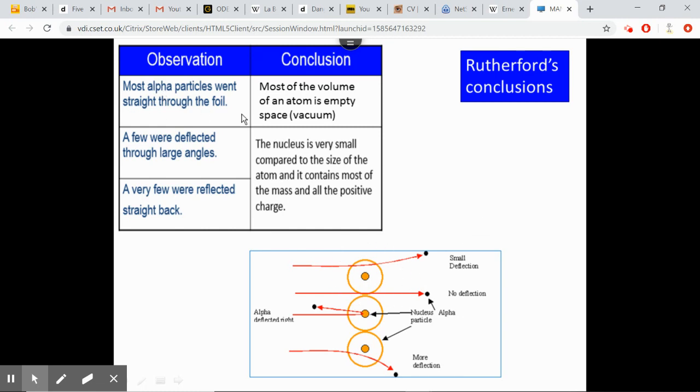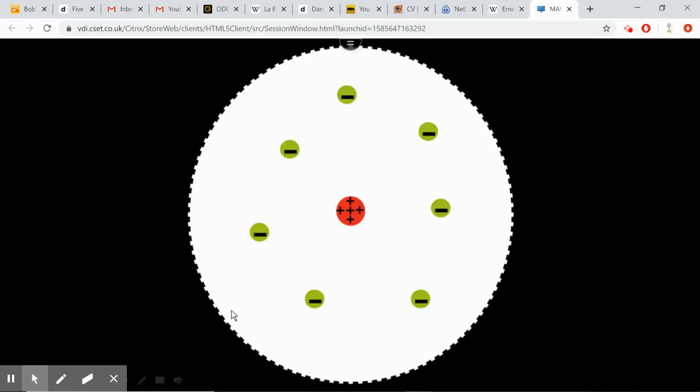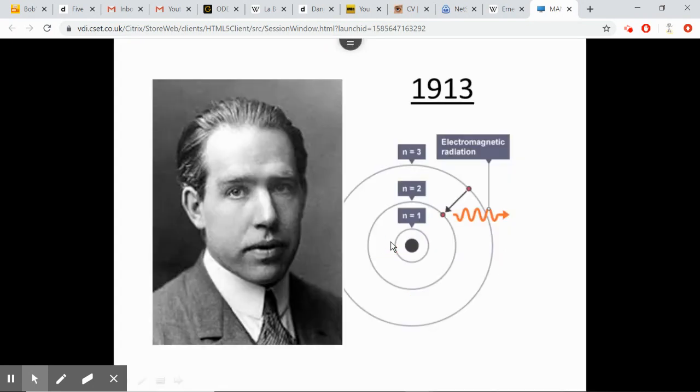So again, most particles went through, but most of the atom is empty. The fact that they were deflected and occasionally went back shows that the nucleus is small compared to the size of the atom and contains most of the mass and all of the positive charge. Right, and it would look something similar to this. Notice that there are no shells, the electrons are just around the outside. But the difference between the plum pudding and this one is that all of the positive charge, what will be discovered as protons, were in the middle there.